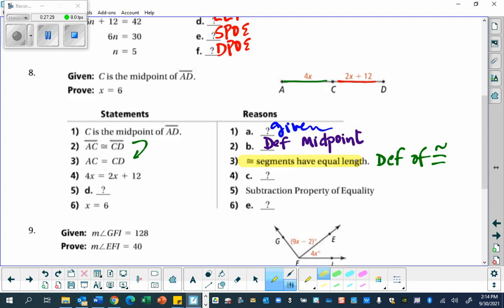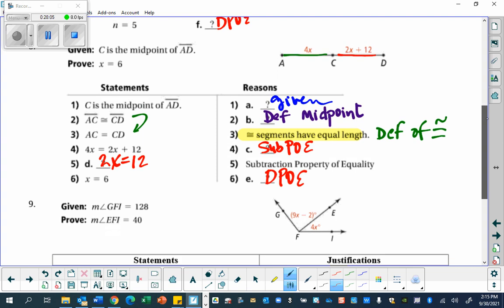All right, again, how do I go from letters to numerical values? There's my substitution property of equality. And then, of course, now it's time to solve. Subtract 2x from each side. Divide each side by 6 or by 2. My division property of equality gives me a value of x is equal to 6.